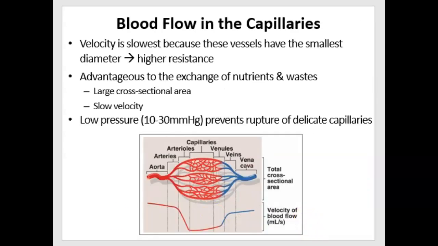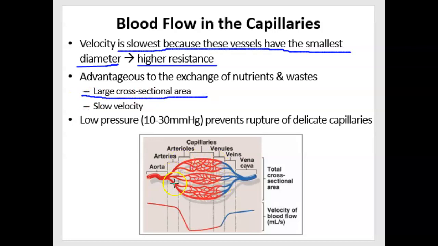Okay, let's look at blood flow in the capillaries. The velocity in the capillaries is slowest because these vessels have the smallest diameter, the most resistance. There's another reason though, and that is because there's this large cross-sectional area that all the blood gets to fit into. So this particular graph shows that the velocity of blood from the aorta to the capillary beds goes down.